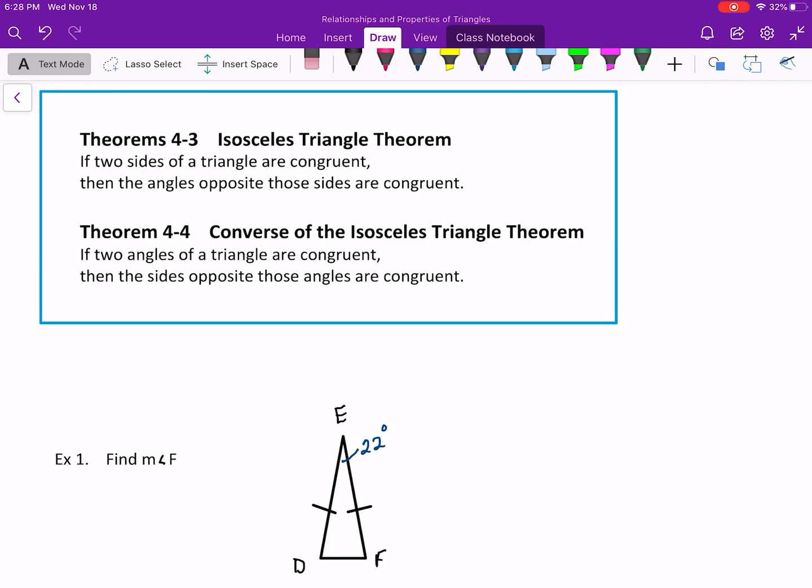We have triangle DEF, and we're going to find the measure of angle F. Okay, first of all, we've got a 22-degree angle, but we don't have any other angle. So since I know that the angles in a triangle add up to be 180 by the triangle angle sum theorem, I'm going to do a subtraction. And that means I have 158 degrees left for the 2 base angles.